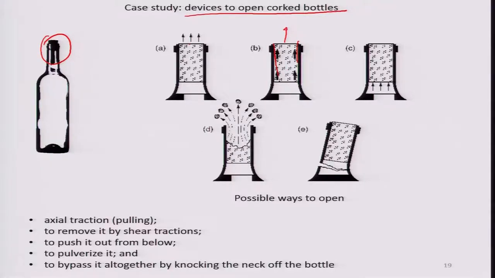Third one is to push out from below. If you are applying a force from the bottom side, then also it may take the cork out of the bottle. Fourth one is to pulverize it. It is very time consuming and not a good idea. And fifth is to bypass it altogether by knocking the neck of the bottle.